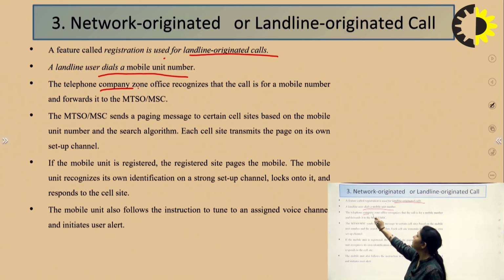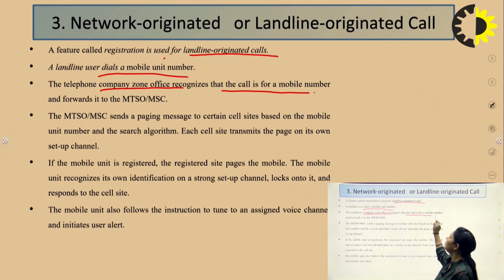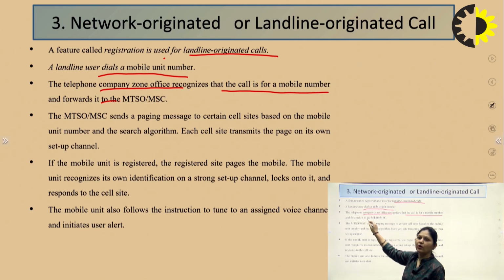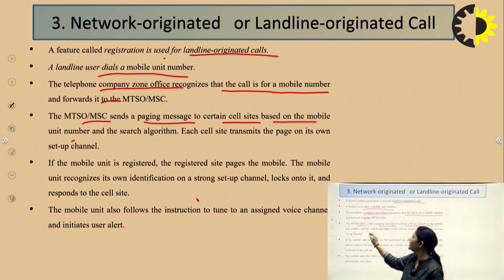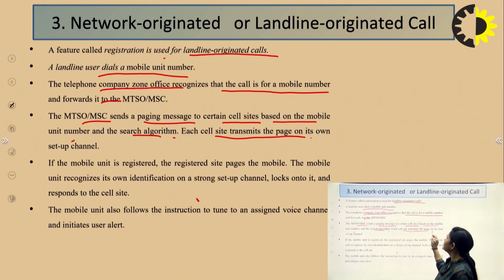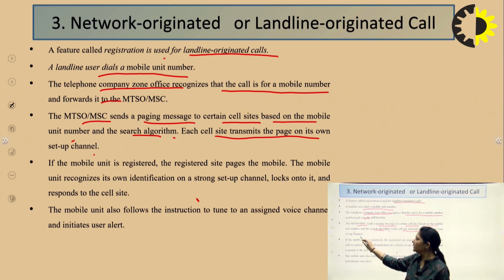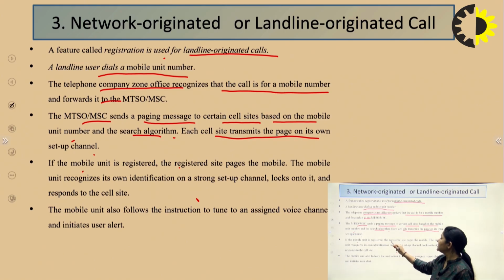The telephone company's zone office recognizes the call is for a mobile number and forwards it to the MTSO, the mobile switching center. This sends a paging message to certain cell sites based on the mobile unit number and the search algorithm. Each cell transmits the page on its own setup channel. If the mobile unit is registered in a particular cell, the registered site pages the mobile that somebody is trying to call you.